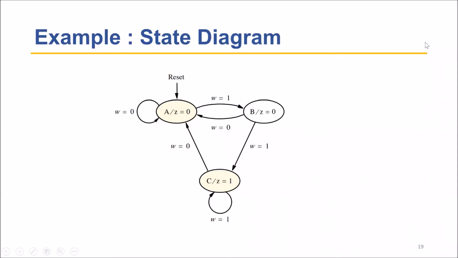Look at this example, which is a finite state machine. We have 3 states. The initial state is A. As reset goes to it, with each input, we can change the state, and the output changes only if the current state changes.